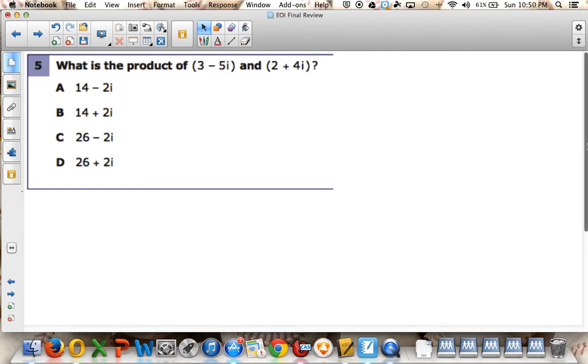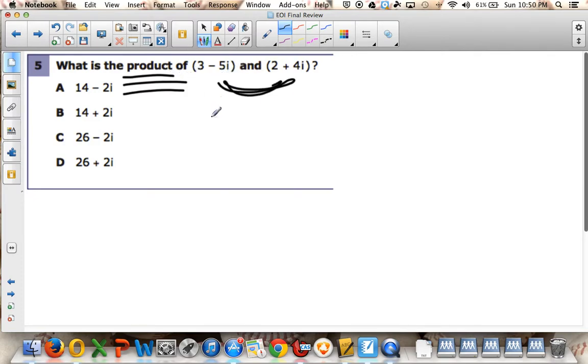If it asks to find the quotient, if it asks to add, if it asks to subtract, anything that has an I in it with these binomials, I'm able to do that by using the calculator.